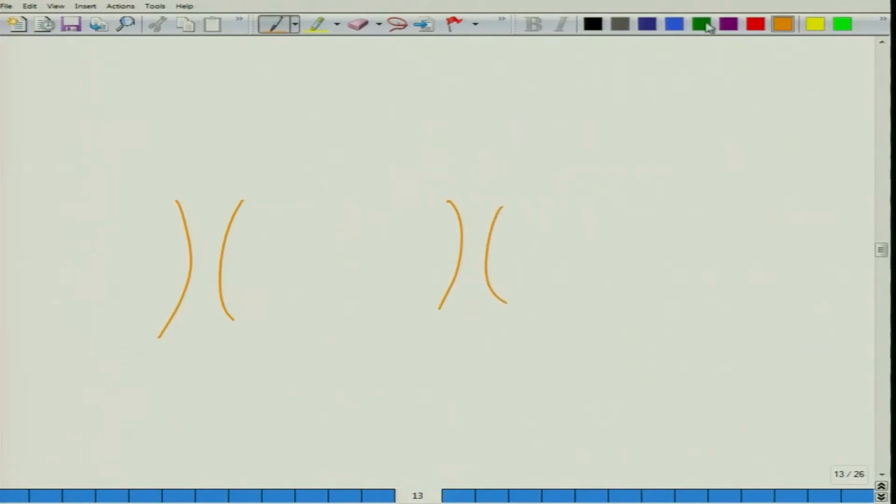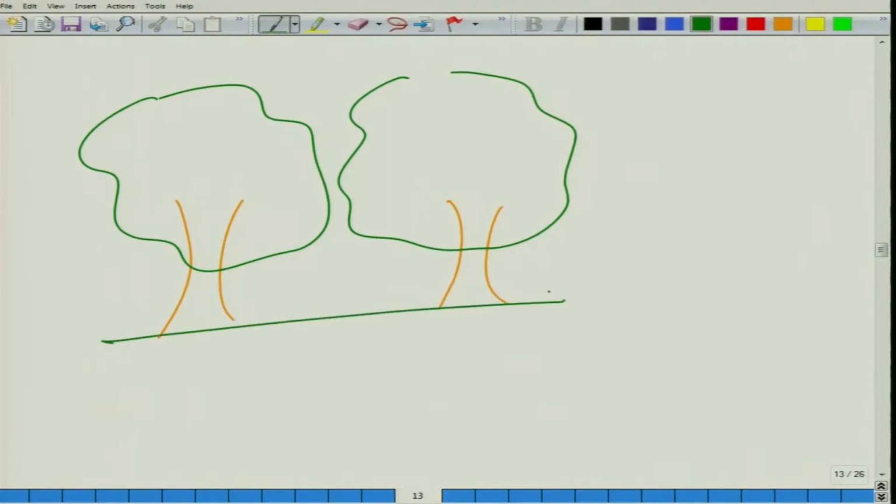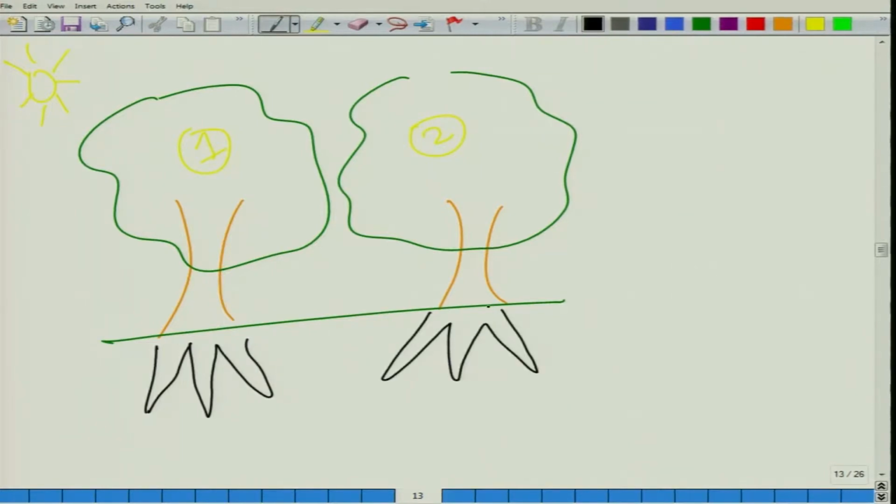So essentially, if you have a tree here and a tree here, this tree has a big canopy and this tree also has a big canopy. If you have the sun at this point, then your tree number 1 will be putting a big shadow on your tree number 2. So your tree number 2 will not be getting sufficient sunlight. Similarly, the roots of the first tree will also be taking water from the same water table and taking minerals from the same soil. In which case both these trees will be undernourished.